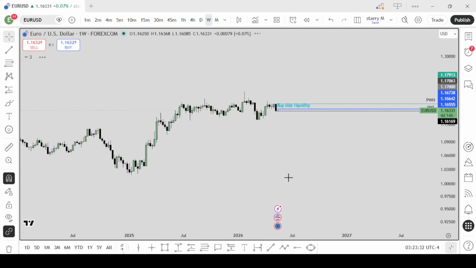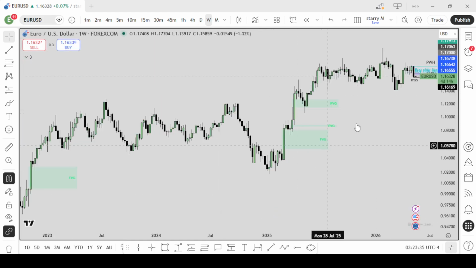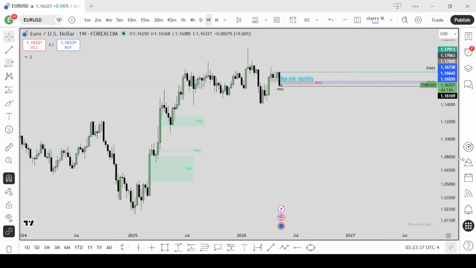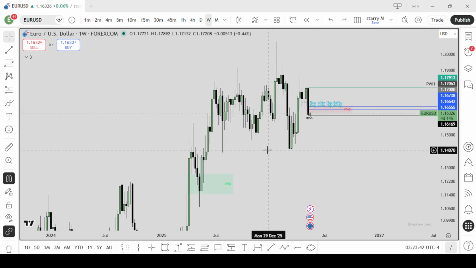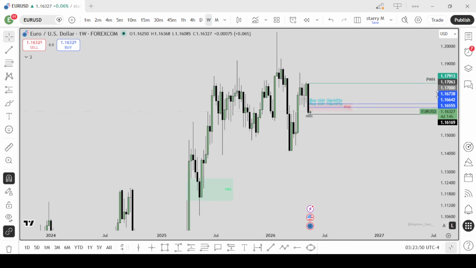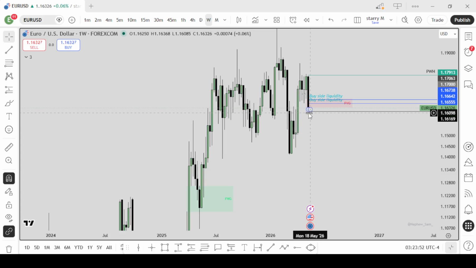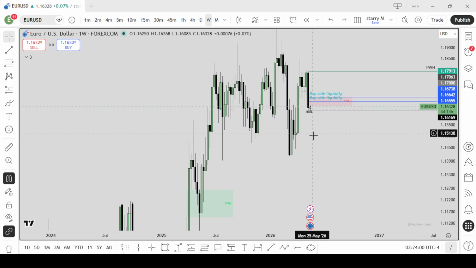On the weekly, we get to see how liquidity was taken. It was taken here. We mitigated this fair value gap here, and now we are starting to drop down. So last week was bearish. We started the downtrend last week, which is a good sign, and this week we are also looking for more sales towards this low or this low. Okay, this week we are also looking for sales.